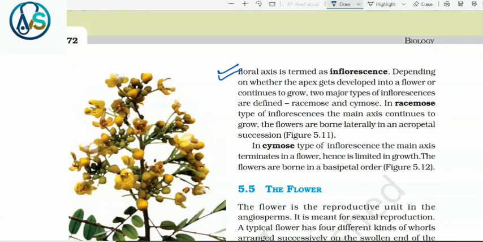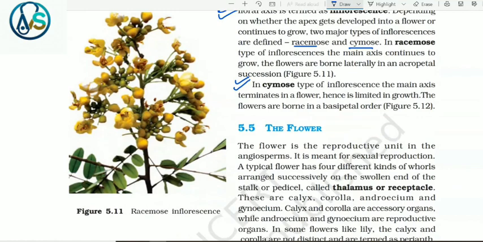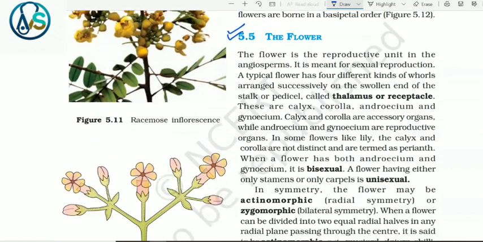Depending on whether the apex develops into a flower or continues to grow, two major types of inflorescences are defined: racemose and cymose. In the racemose type of inflorescence, the main axis continues to grow. The flowers are borne laterally in an acropetal succession. In the cymose type of inflorescence, the main axis terminates in a flower, hence is limited in growth. The flowers are borne in a basipetal order. 5.5 The flower. The flower is the reproductive unit in the angiosperms.